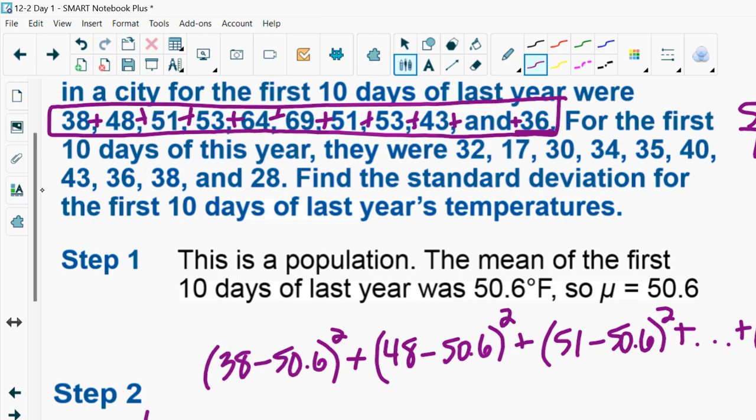So if you don't want to do it all at once, you could just do 38 minus 50.6 squared, and then you could write that number down, and then you could do the next one and write that number down. So the big part is just typing it all in. It takes some time, right? So let's see. I'm going to do it too. Make sure you use your parentheses, you use the squared button. Pay attention to the line at the top, because I do think you're going to run out of space at some point.